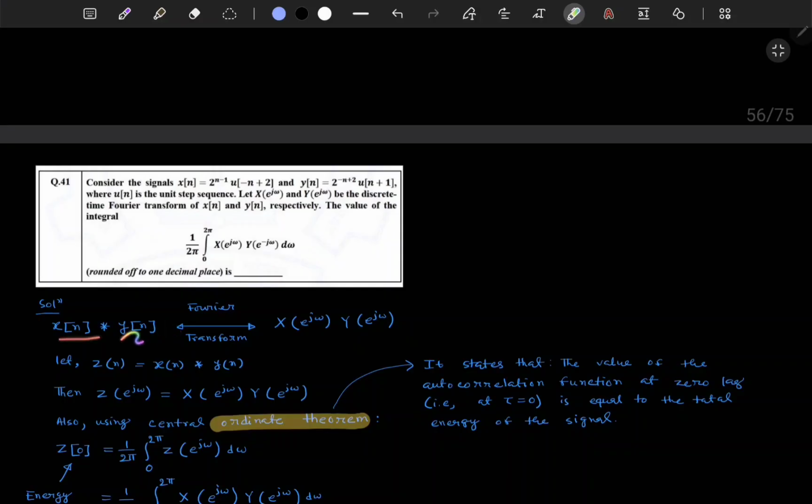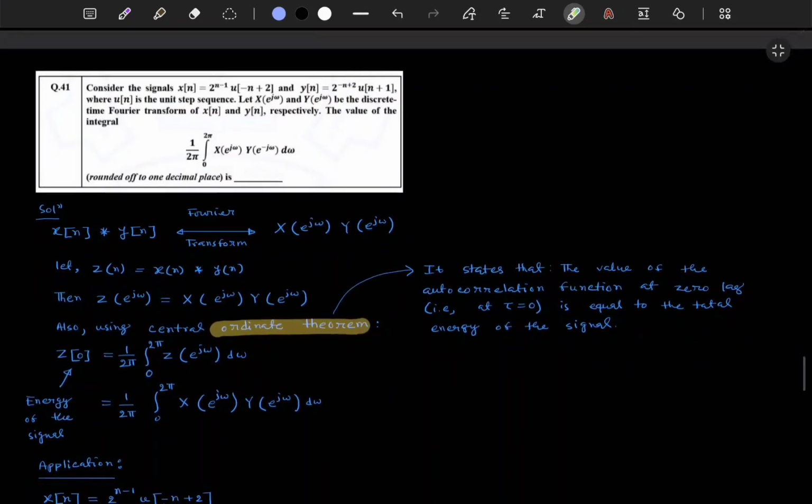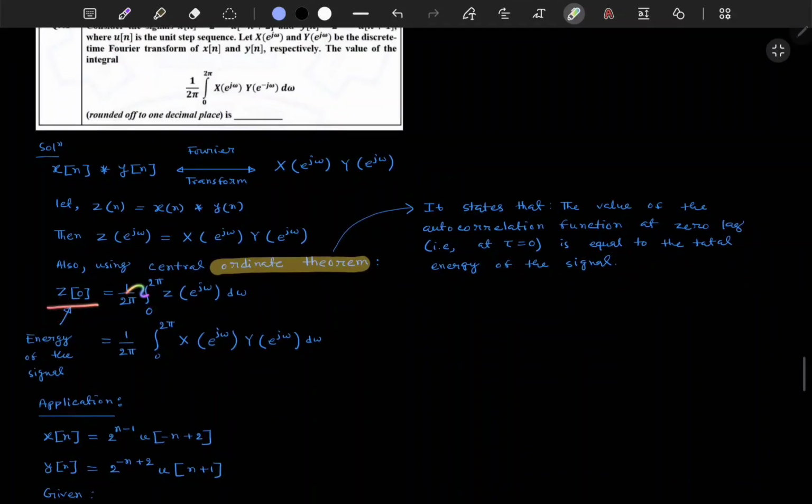So x[n] convolved with y[n], the Fourier transform of this convolution will be X(e^{jω}) Y(e^{jω}). Now z[n] is x[n] convolved with y[n], then Z(e^{jω}) will be this one. Also, using the central ordinate theorem, it states that the value of the autocorrelation function at zero lag, that means tau equal to 0, is equal to the total energy of the signal. So z[0] is equal to 1/2π integral from 0 to 2π of Z(e^{jω}) dω.